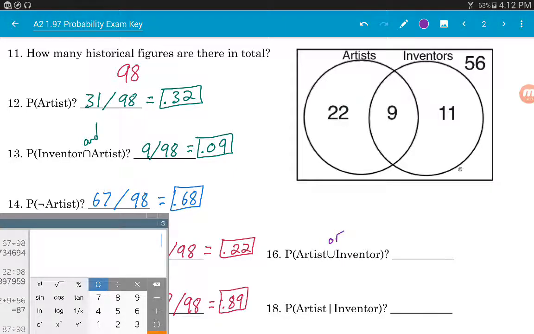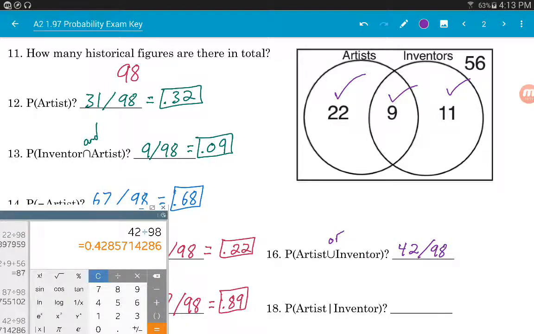So if you're an artist or an inventor, you get to come. So they're artists, they're both, and they're inventors. So they all get to be invited. 22 plus 11 plus 9 is going to be 42 out of 98. 42 out of 98 equals 0.43.